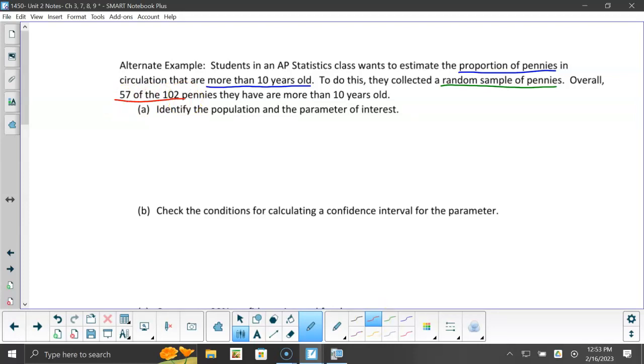So the first part is just identifying the population and the parameter of interest. What would be the population for this? All pennies? All pennies ever made? How about all pennies currently in circulation? Right? That's my population. That's all of it.